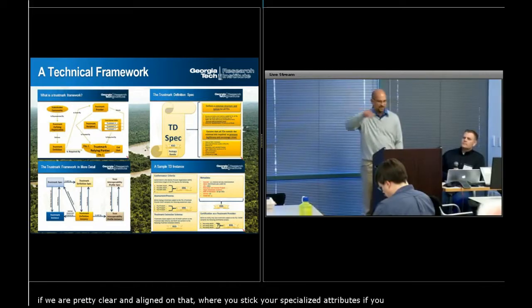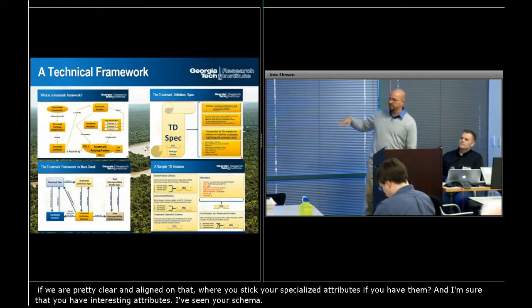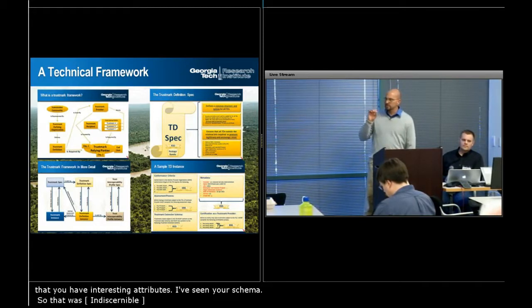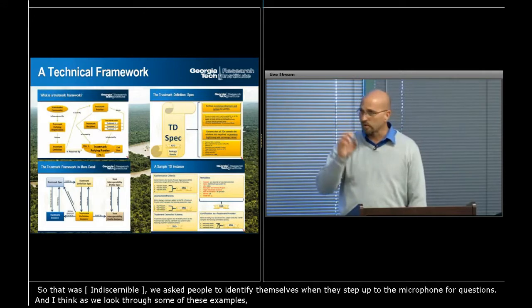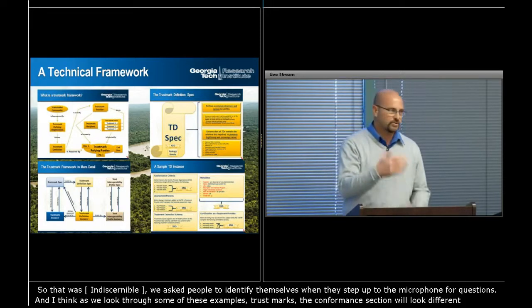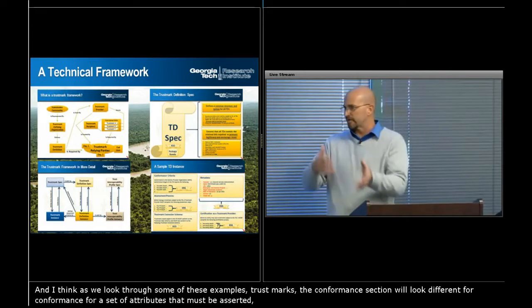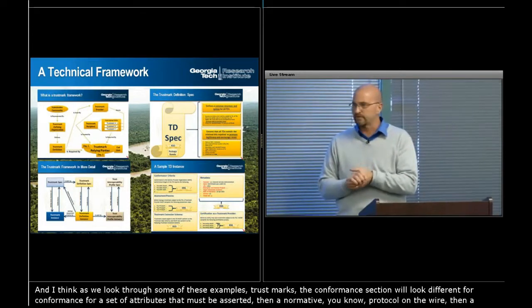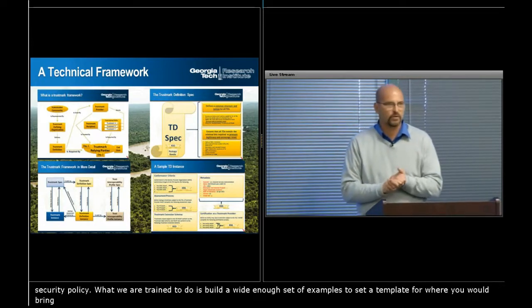So that was Ken Klingenstein, because they're asking people to identify themselves when they step up to the mic for questions. And I think as you start to look through some of these examples that he's going to show, trust marks, the conformance section will look different for conformance for a set of attributes that must be asserted than a normative protocol on the wire, than a security policy. So what we're trying to do is build a wide enough set of examples to set a template for where you would bring that in. And all those that you said, I think, could fit easily into this format. So I don't think there's anything contradictory about that. I think they can work together.